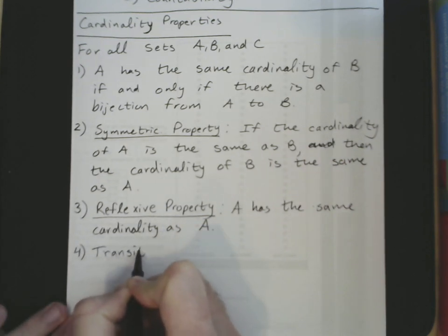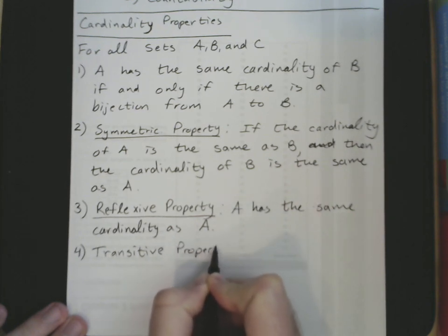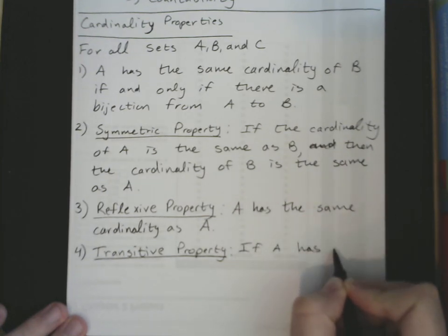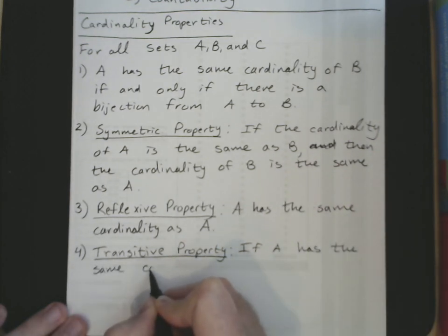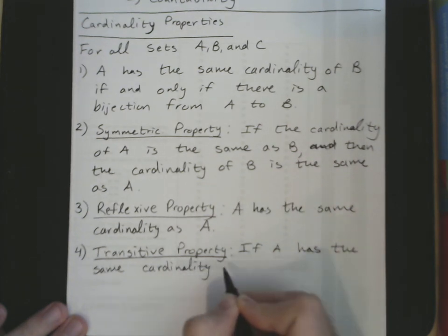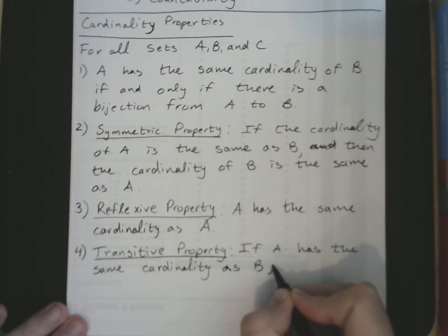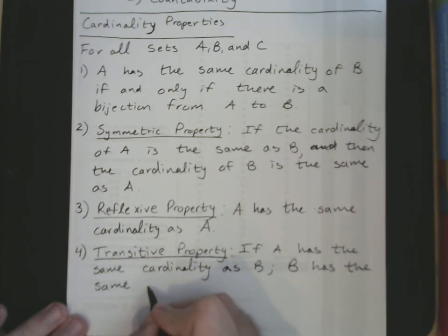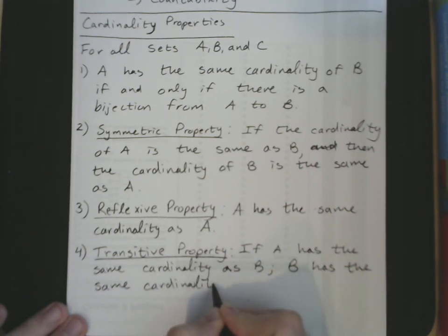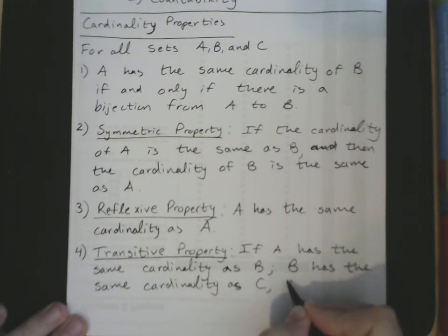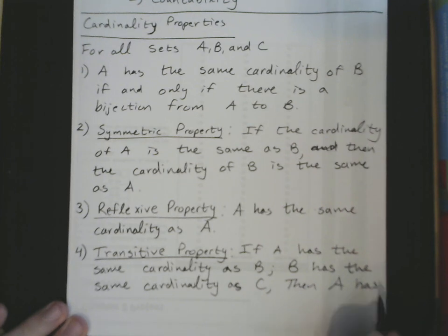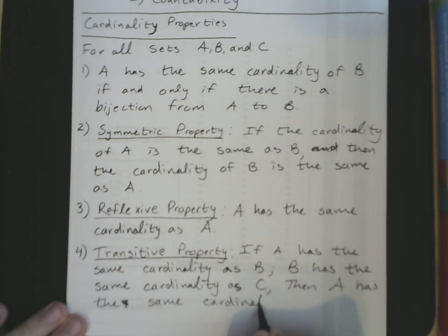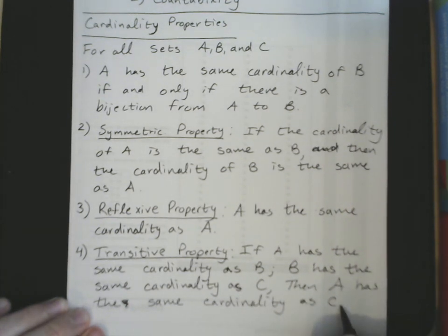Our final property is the transitive property. And that is that if A has the same cardinality as B, and B has the same cardinality as C, then A has the same cardinality as C.